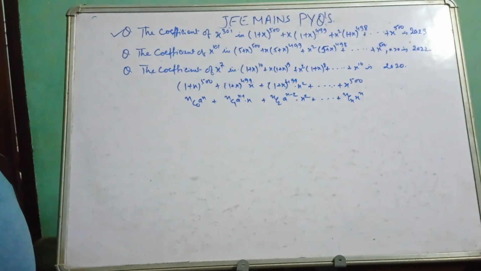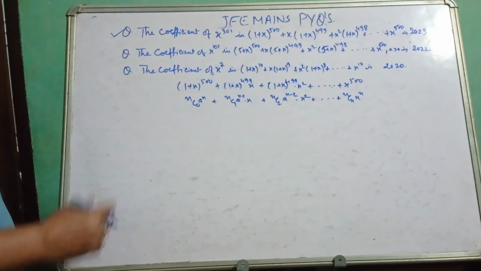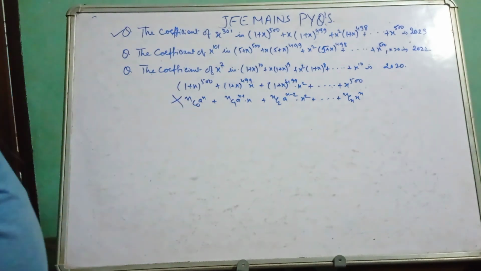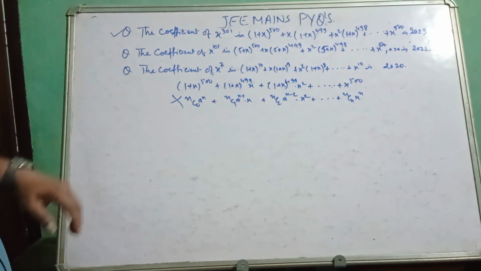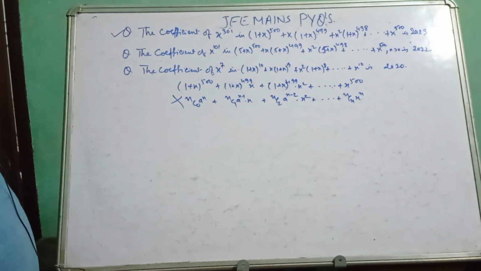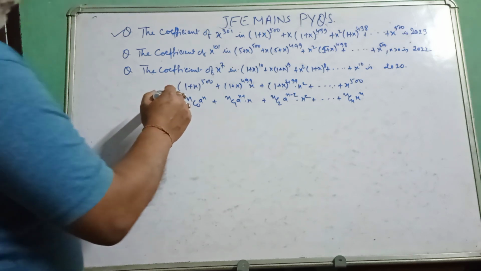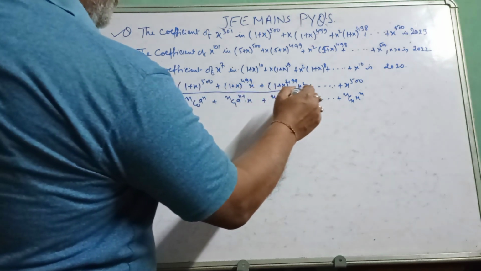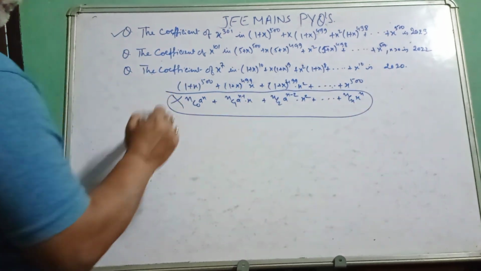It looks as if it is in binomial theorem, but it is not in binomial theorem. You see the get-up of this question. It looks as if it is a binomial question, but it is not a binomial question. Here, this is not a binomial question.